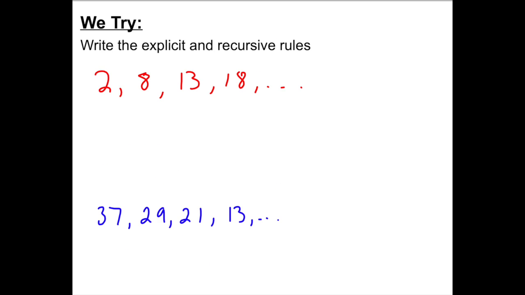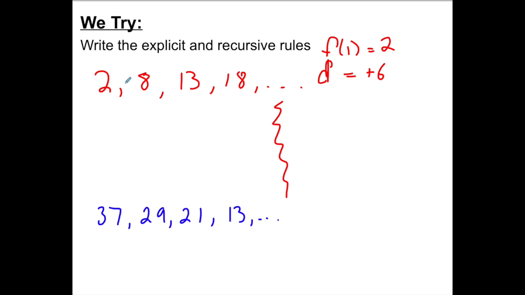So with this one, what I'm going to be doing is identifying the explicit and the recursive rules. I'll write the explicit rule both ways, and you only have to do one. So you do whatever one works best for you. So the first thing I'm going to do here is identify two key pieces of information, the first term and the common difference. Okay, the first term is 2. The common difference is 6 because I'm going up.